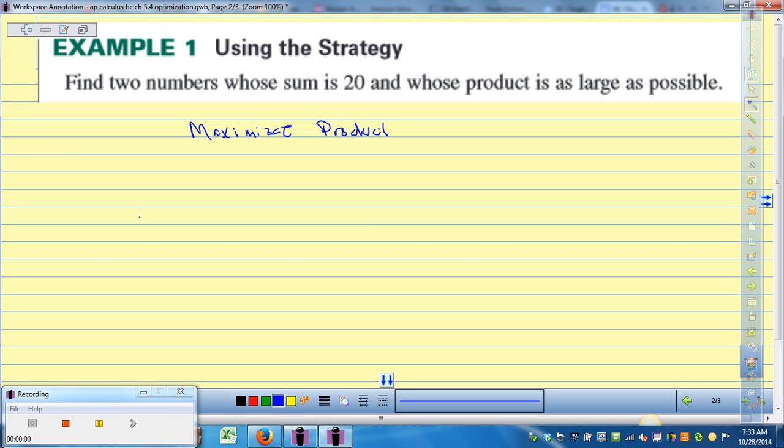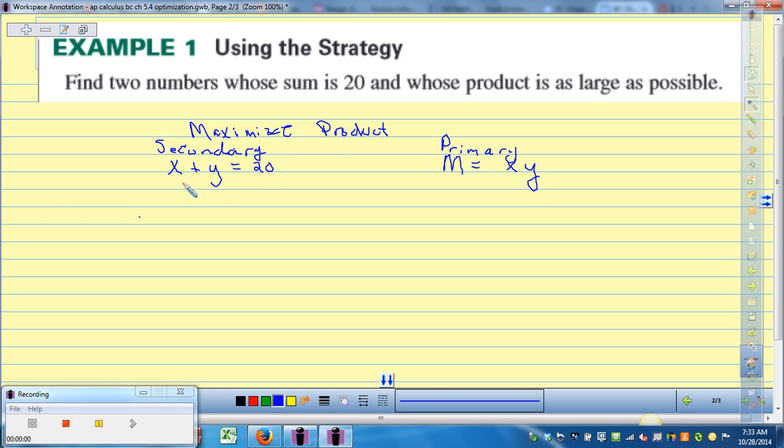Find 2 numbers whose sum is 20. How can I write that? What kind of model can I write for that, Calvin? X plus y equals 20. And whose product is as large as possible. So I'm going to say M equals, that's the maximum product, equals what times what? X times y. All right, so here you can see this is our primary equation, and this is our secondary equation. The secondary equation is here only to help us get the primary equation in one variable.